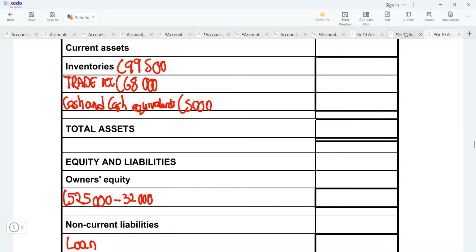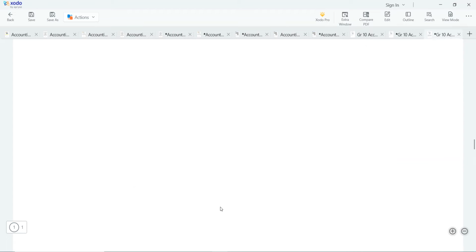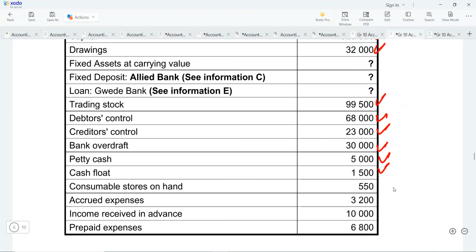and then from there we are going to proceed and check if we have any cash float. We have cash float here, 1,500, which means we are also going to include that 1,500 here, plus 1,500. So now knowing your notes by heart in this case becomes very important, because you will not be able to do this without knowing notes.